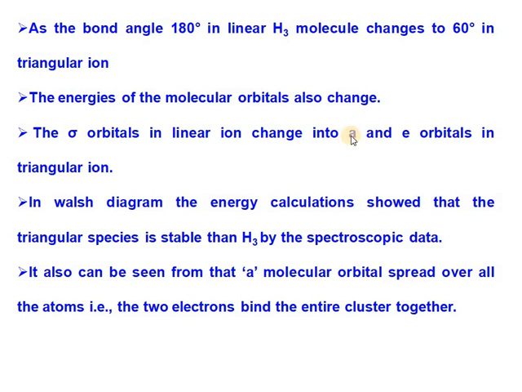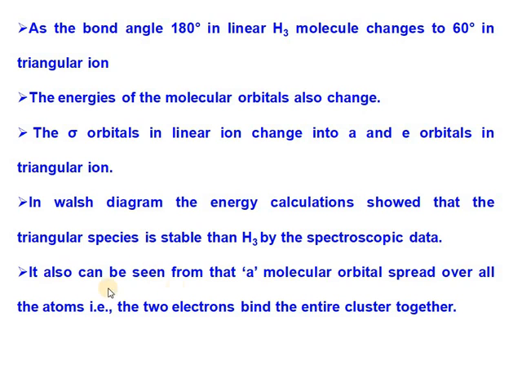A means non-bonding degenerate orbitals, and E is the doubly degenerate orbitals in triangular. Therefore, in Walsh diagrams, the energy calculation can show that the triangular species is more stable than linear S3 by using spectroscopic data. So by the spectroscopic method, we can clearly distinguish between linear S3 molecules and triangular S3 molecules according to their energies.